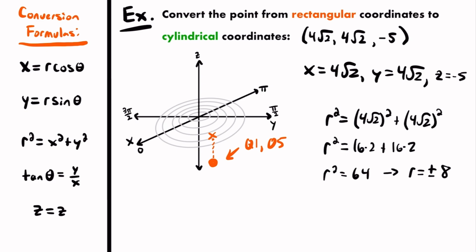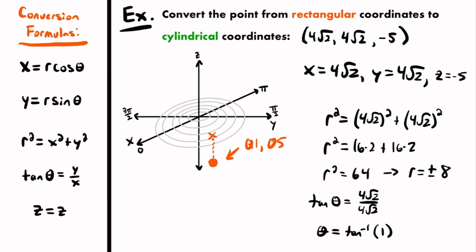Now let's work with the angle. We know that tangent theta is equal to y divided by x, and y and x are the same, right? We have 4 square roots of 2 divided by 4 square roots of 2. So we know that theta is equal to the inverse tangent function of 1, or arctangent of 1.